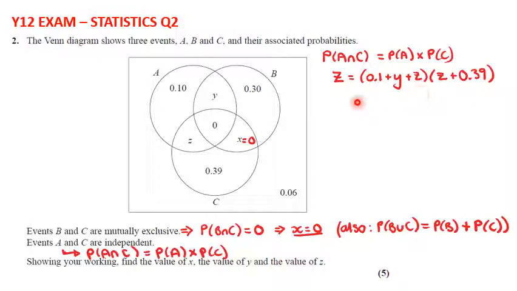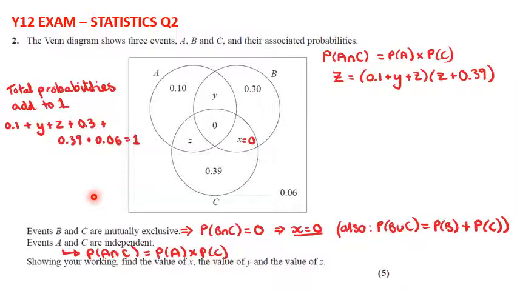Now the other thing that we know is that all of these probabilities have to add up to 1. So over here, I'm going to have a look at total probabilities adding to 1. So if I write down everything that I can see there, 0.1 plus Y plus Z, that's all from A, and then plus 0.3 from B, and then from C, 0.39, and then plus this 0.06 outside. All of that has to add up to 1. I can simplify that. Y plus Z plus 0.85 is 1, so Y plus Z is 0.15.